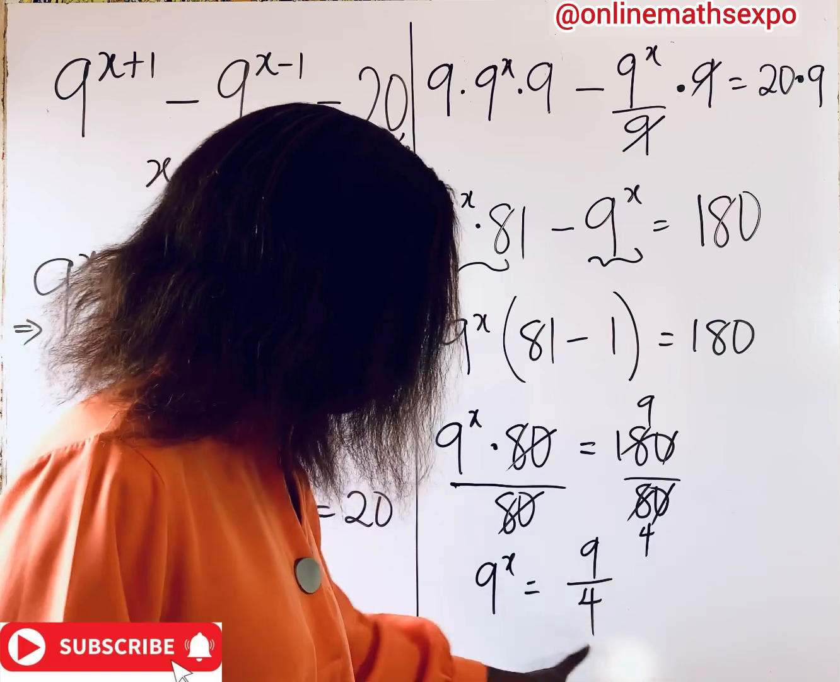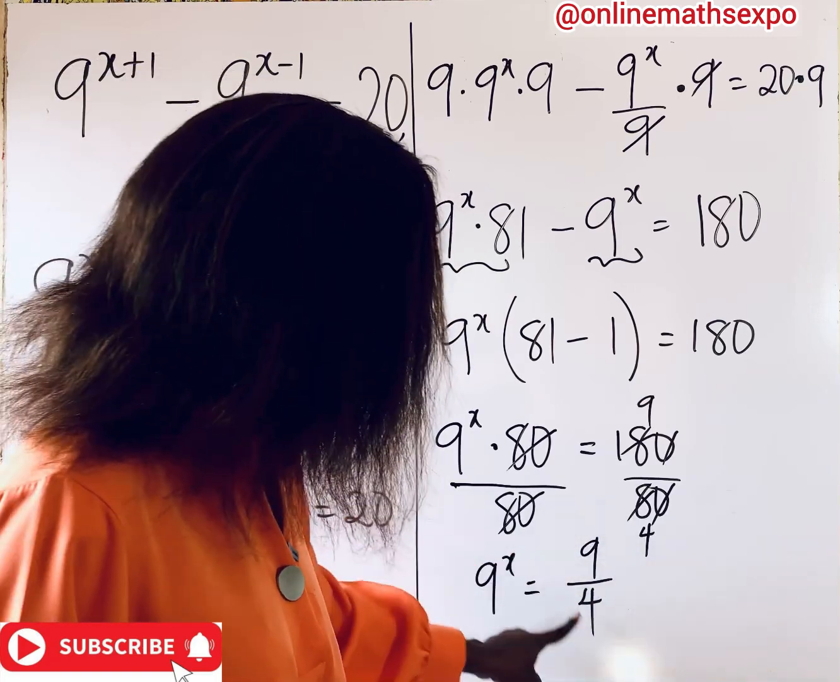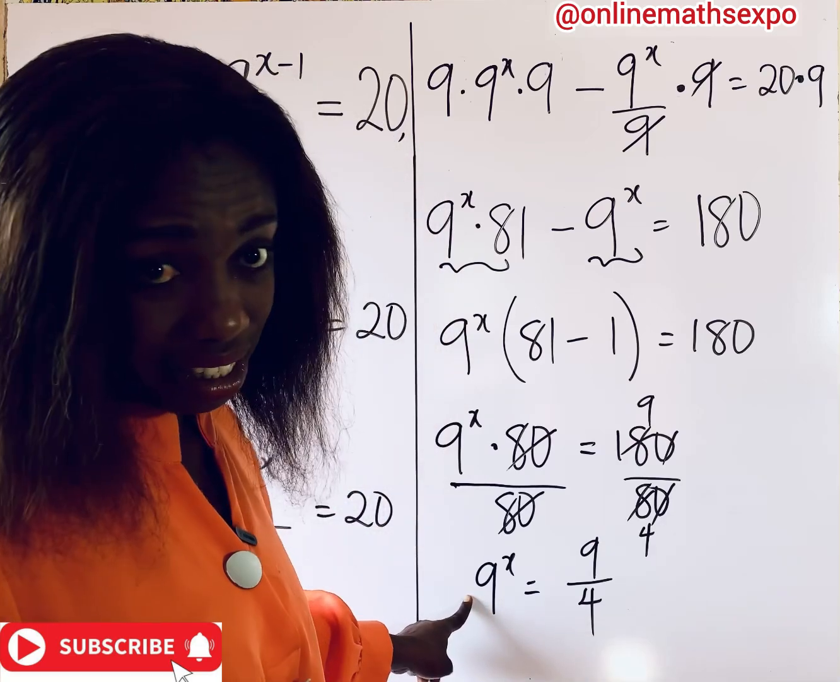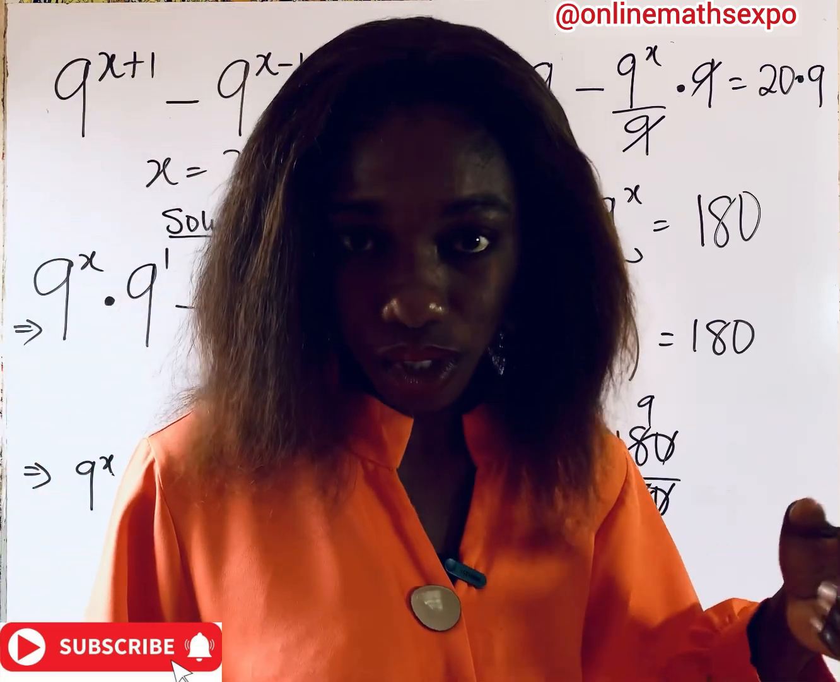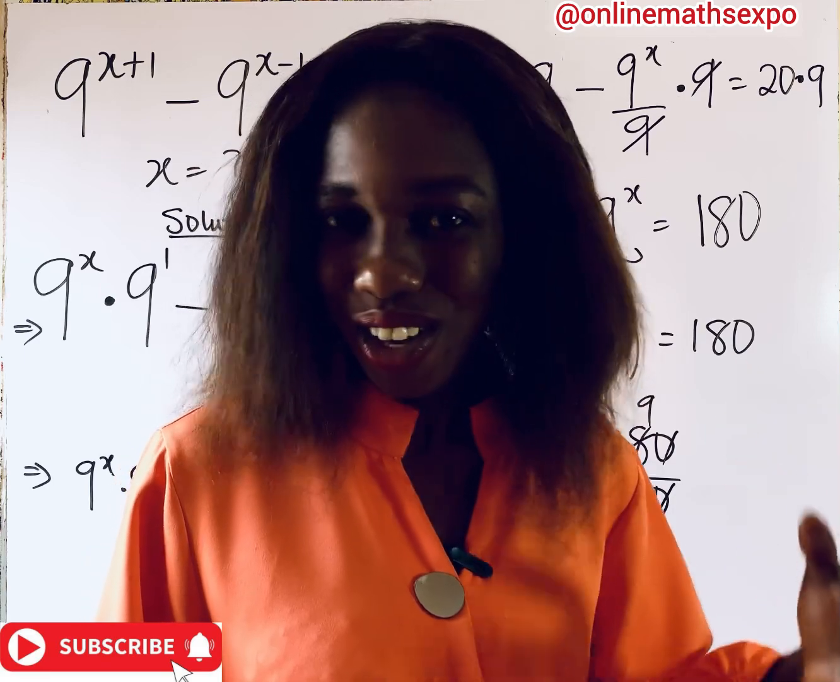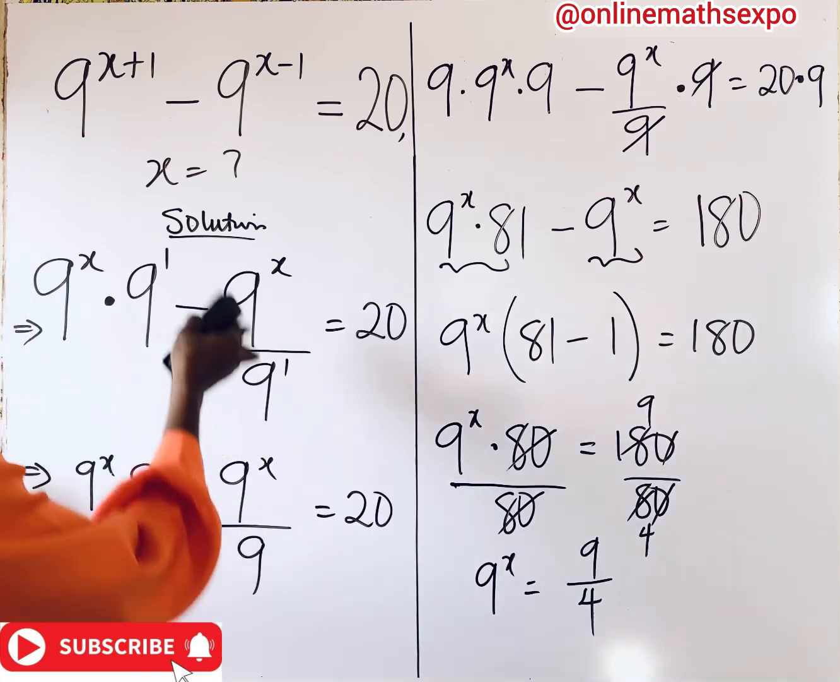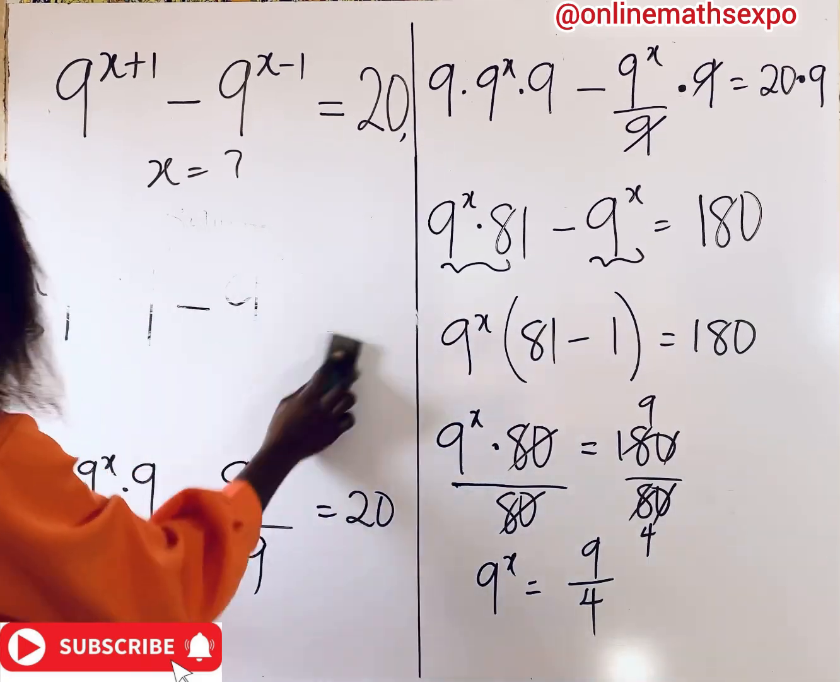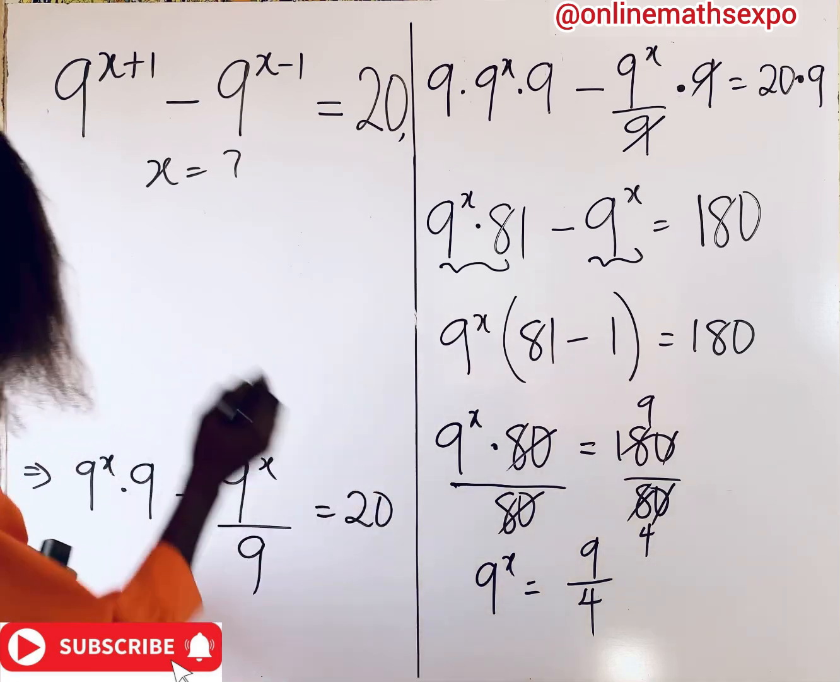This one is just a fraction, and this is a base on its own. So can we express 9 over 4 to be in base 9? No. And when you get to a point where you say no to such a question, please remember to use your logarithm. I hope you are ready for that. To make use of our logarithm, that's the only thing we can use there. Remember what I'm going to show you now.